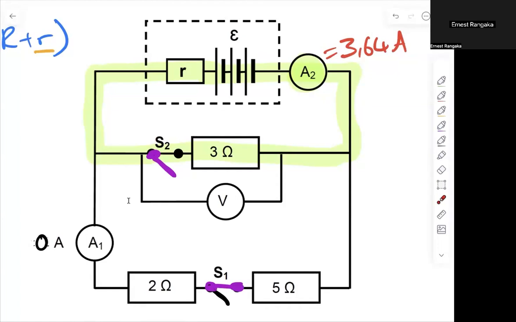So I want you guys to post in the chat. After what happened, we close switch S1, we open up switch S2. How will it change my voltmeter reading? Increases, decreases, or remains the same? I'll give you guys 2 minutes to have a quick think about it.